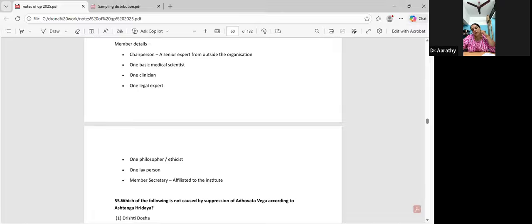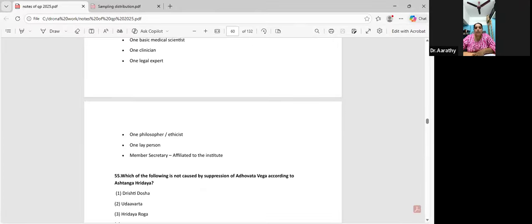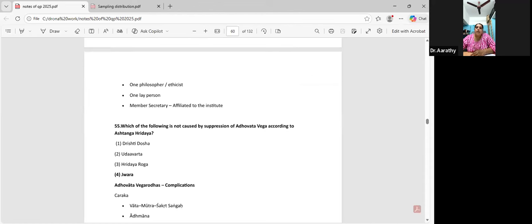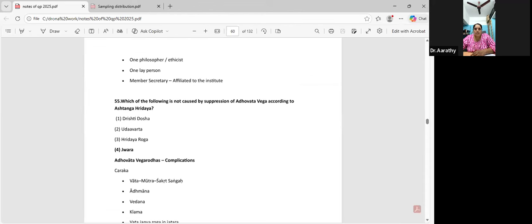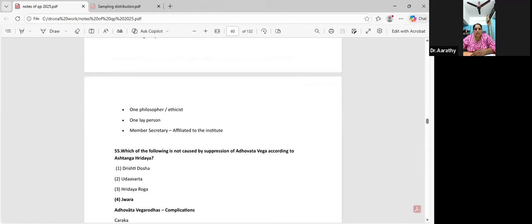Okay. Now, the next one is the member secretary. This member secretary will be affiliated to the institute, or a person from the institute will be the member secretary. So this much detail is enough regarding the ethics committee.